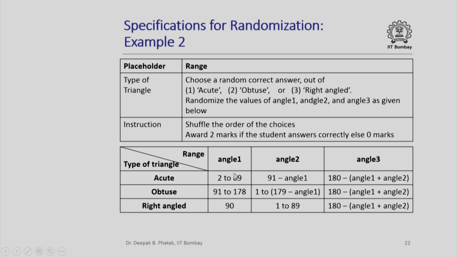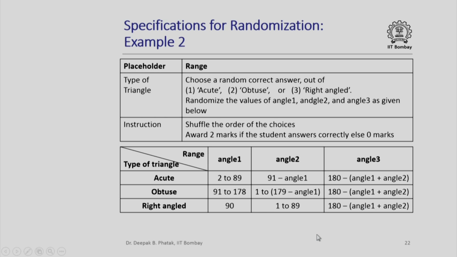But once I choose this, depending upon what the backend system has chosen to present in this random version, whether acute or obtuse or right angle, it will choose angle 1 randomly like this, in this case fixed, but angle 2 will now be chosen as 91 minus angle 1, or 180 minus angle 1 plus angle 2 for angle 3, because this will be the correct specification for an acute triangle. Exactly similarly I prescribe for obtuse and for right angle triangle. Notice that in a right angle triangle my angle 1 is fixed at 90, so I ask the backend system to generate angle 2 randomly between 1 to 89, and of course angle 3 gets automatically fixed.